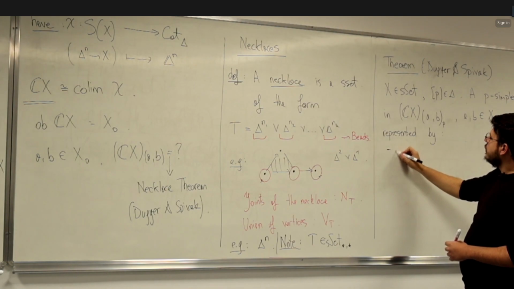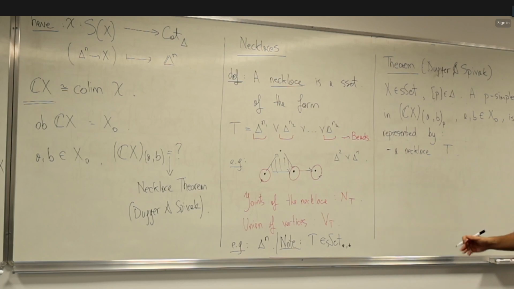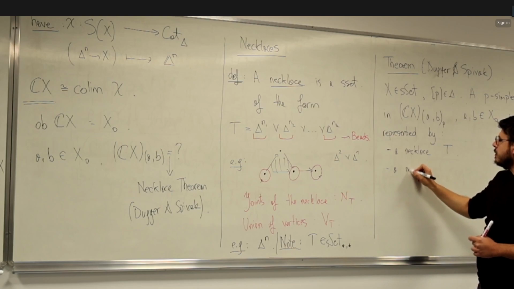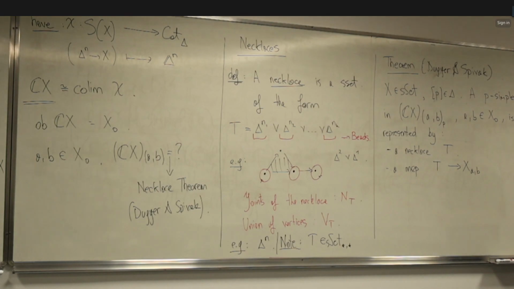So first, a necklace T, something like that, and a map of simplicial sets which takes the initial and terminal vertex of T to A and to B. So I will say a map of bipointed simplicial sets, where X is bipointed by a fixed choice of A and B.